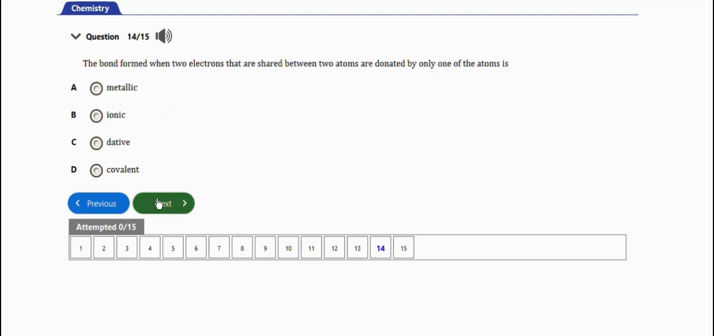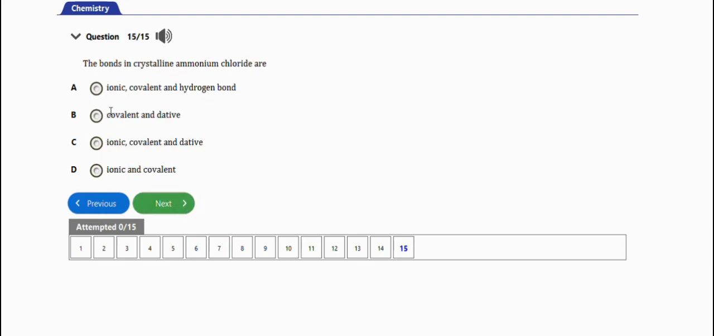Next question says the bond formed when two electrons that are shared between two atoms are donated by only one of the atoms is, so it's dative, guys. The right answer is option C, dative. Okay, so the last question before I end this video says the bonds in crystalline ammonium chloride, I think I already answered this question, is option C, ionic, covalent and dative. So guys, this basically can deal with problems involving dative or coordinate covalent bonding for your WASSCE chemistry practice with 15 questions for this topic.